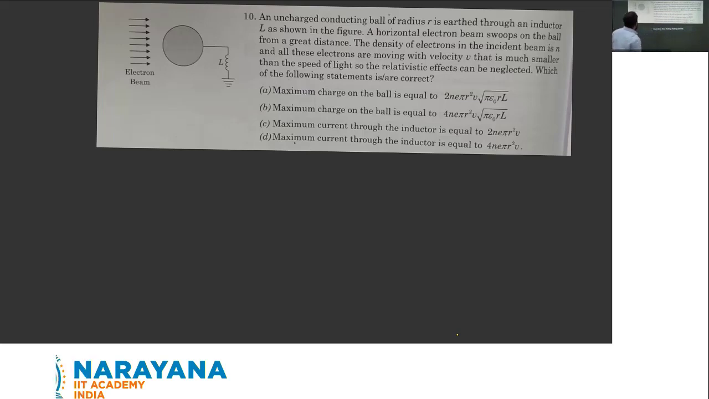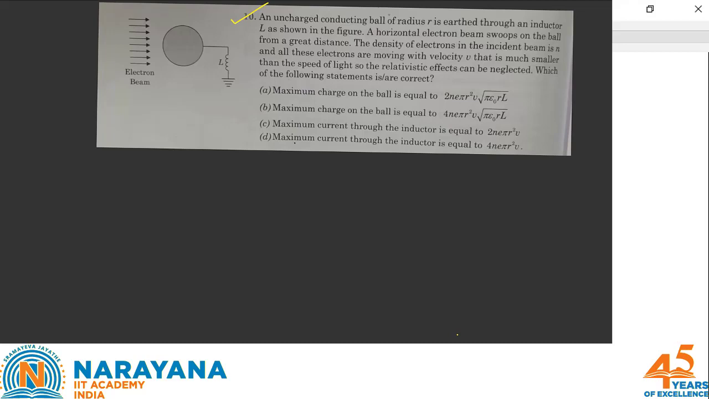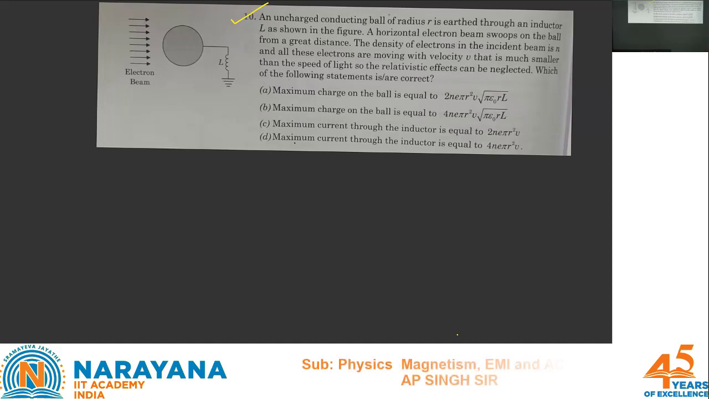Yeah. So let's look at question number 10. Read this question carefully. There is an uncharged conducting ball of radius r. This ball is earthed with the help of an inductor of inductance L, right? At t is equal to 0, there is no charge anywhere.